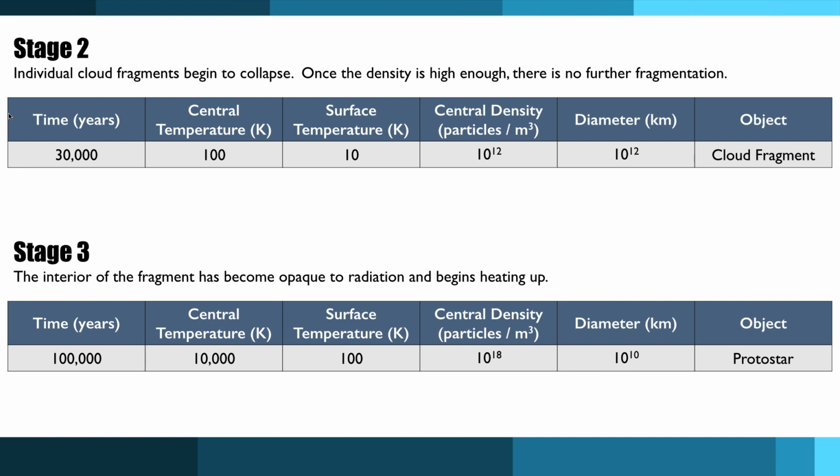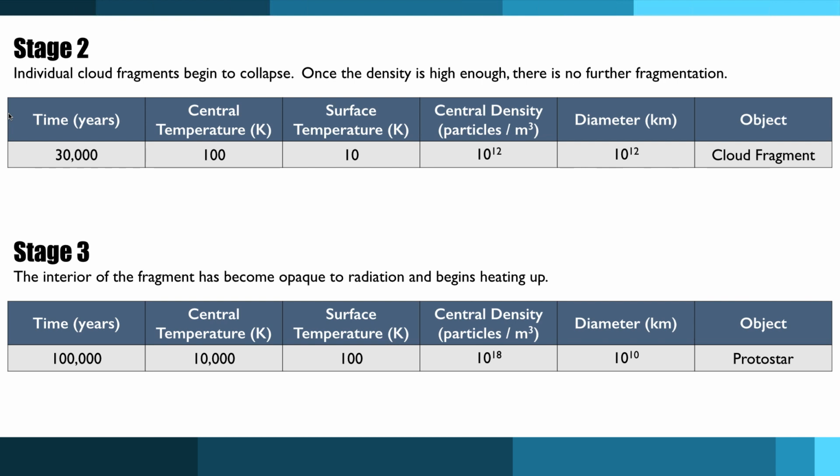And in stage 2, the density of the shrinking cloud pieces actually gets high enough that the radiation from inside the cloud cannot escape as easily. So the radiation becomes trapped, and that in turn increases the temperature and pressure of the cloud fragment, and the gravitational instabilities will then subside. So the cloud fragmentation stops, but it still continues to contract.